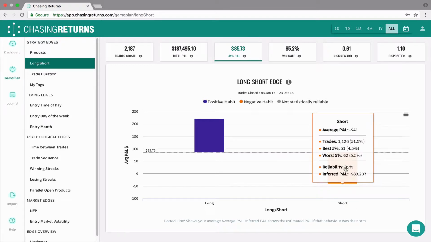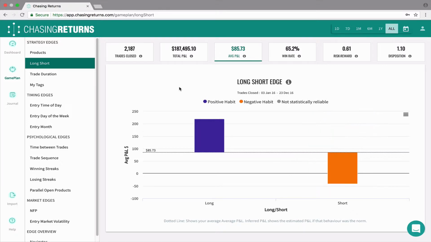It's statistically reliable. It's not related to his outliers. It is a systemic behavior. And if he traded like that all the time, his P&L would have been 89,000 as a loss. Okay, so that explains that it's significant and this trader should really do something about it.